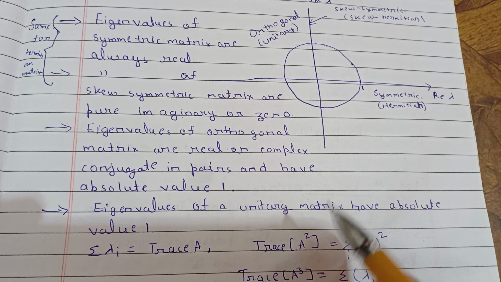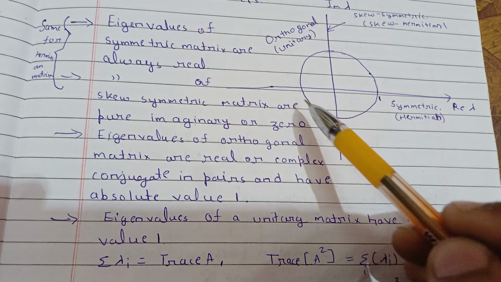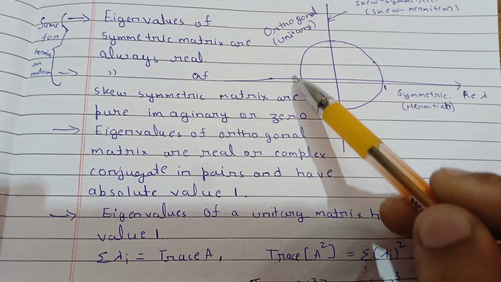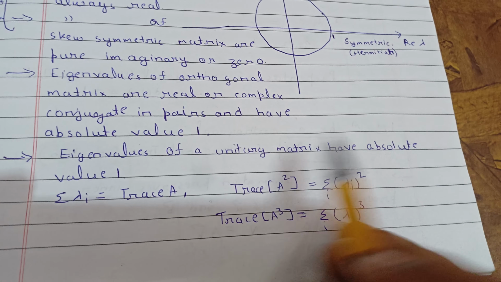Now for the unitary matrix, the eigenvalues lie on this whole circle, and their absolute value will always be 1. So these both have the same property. Just remember where their eigenvalues lie. Some questions are asked based on these properties for the eigenvalues.